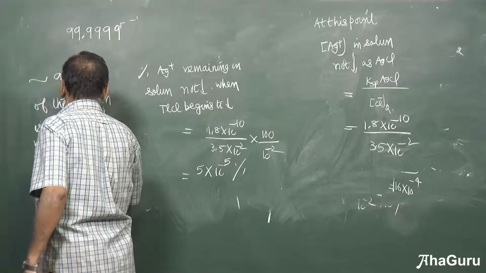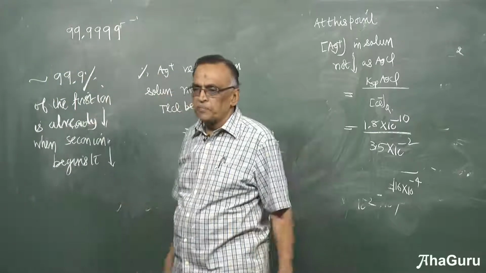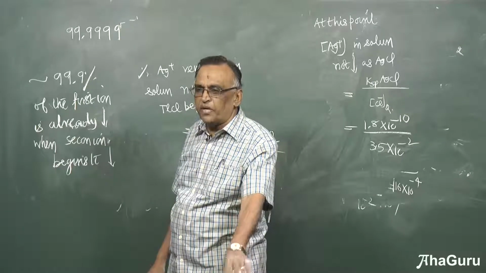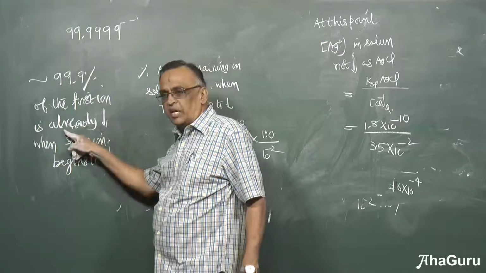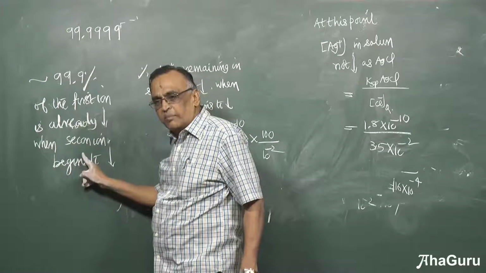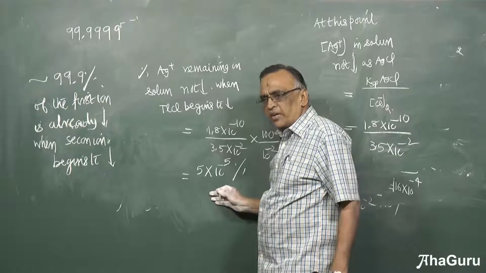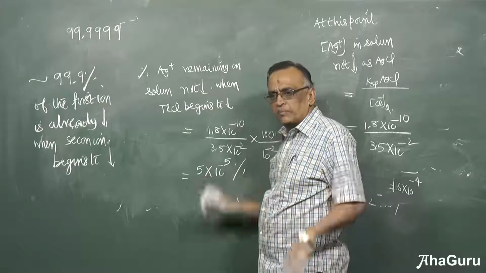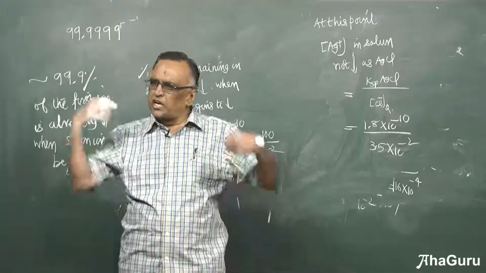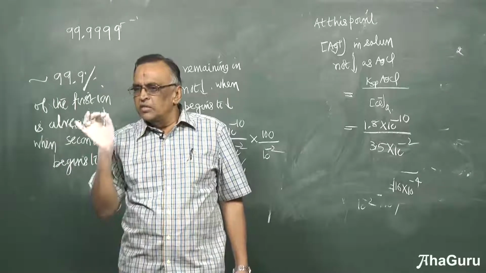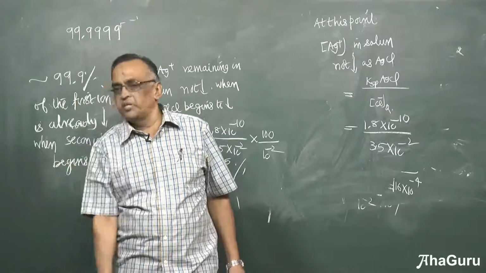when the second ion begins to precipitate. Then what is the result? The selective or fractional precipitation will be successful. 99.9% of the first ion has been precipitated when the second one, what is the second one? Thallium ion. What is the first one? How do you get this? 100 minus this in solution. 100 minus 5 into 10 power minus 5 is what? 99.999 something. Correct? So which is close to 99.9. Roughly you can take 99.9% of the first ion is already precipitated, it means what? Separation is possible by controlled precipitation. That controlled precipitation is what is called selective precipitation or fractional precipitation.